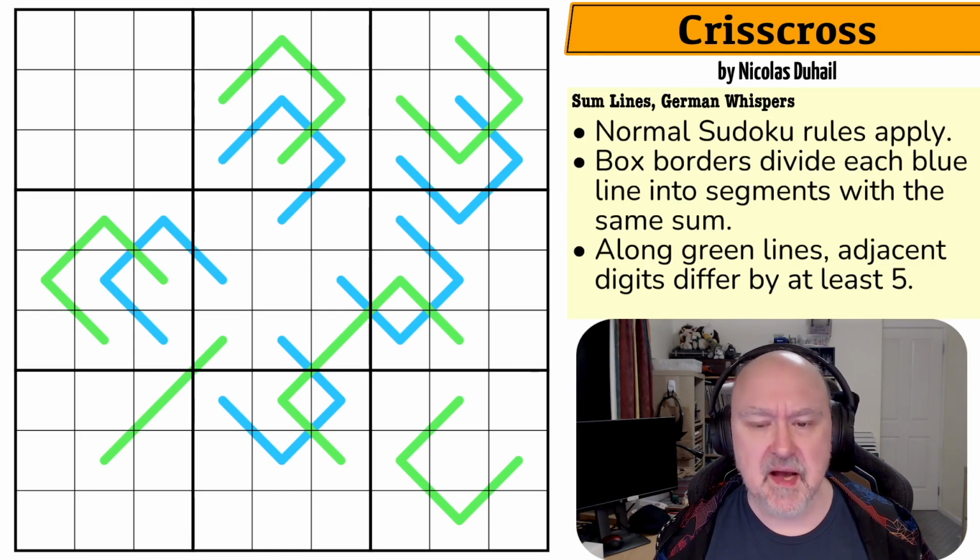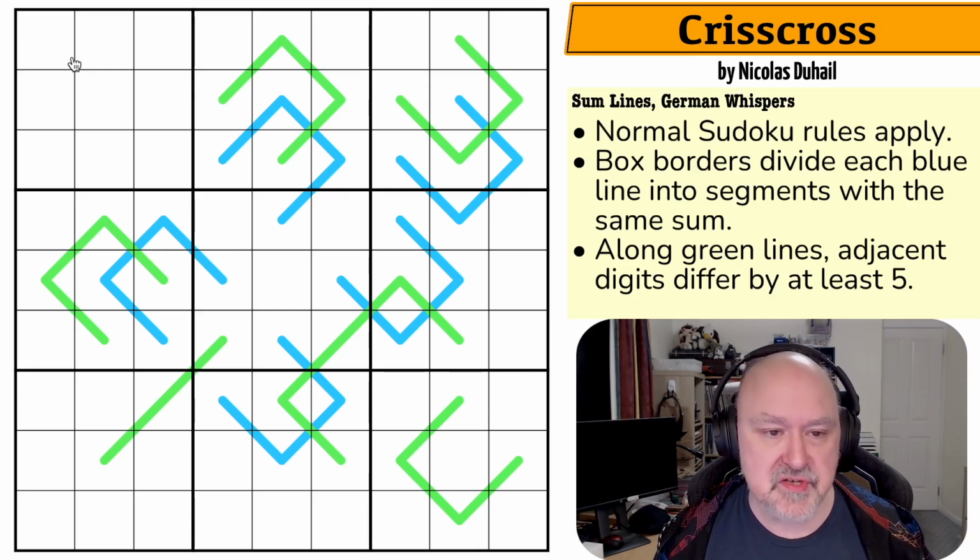And this is a setter I've not seen before. This puzzle was recommended to me mostly because it's a new setter, and it's always good to encounter new puzzle creators. It's a very pretty grid, and it's using constraints that we're familiar with. So hopefully this will be something that we can really get our teeth into. So let's get straight into the rules.